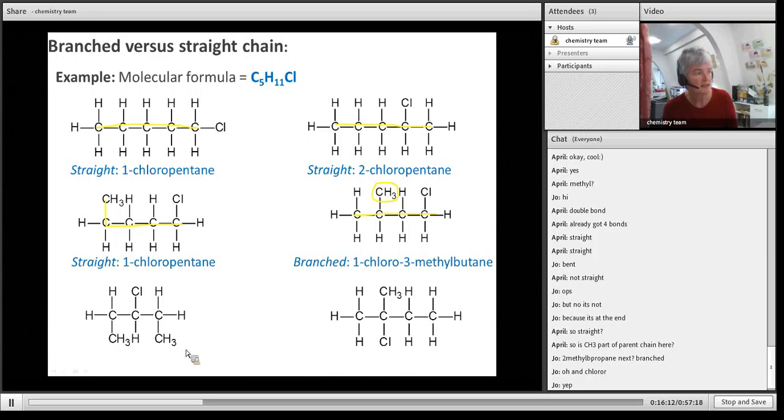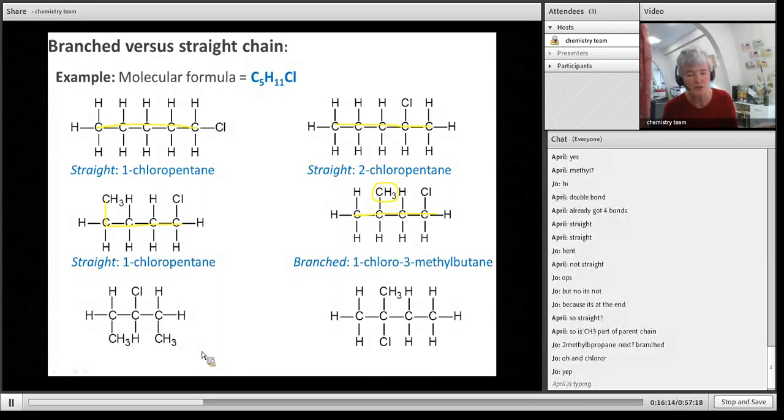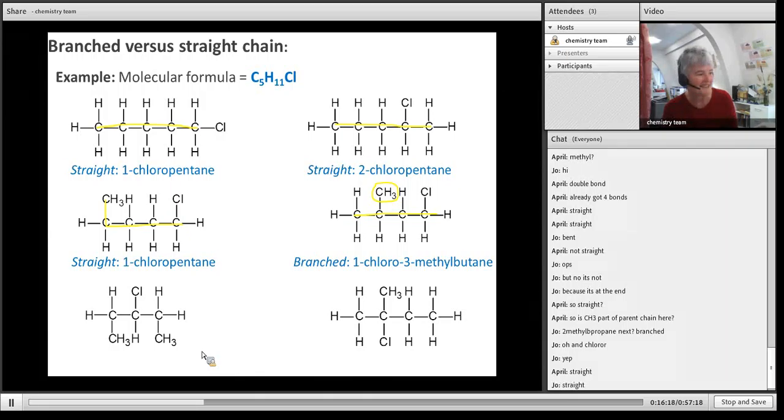Is it straight or branched? Straight. Well done. Okay, because I can run my finger along here and I don't have to backtrack or jump or lift or anything like that. So it's straight, and it's just simply 3-chloropentane.